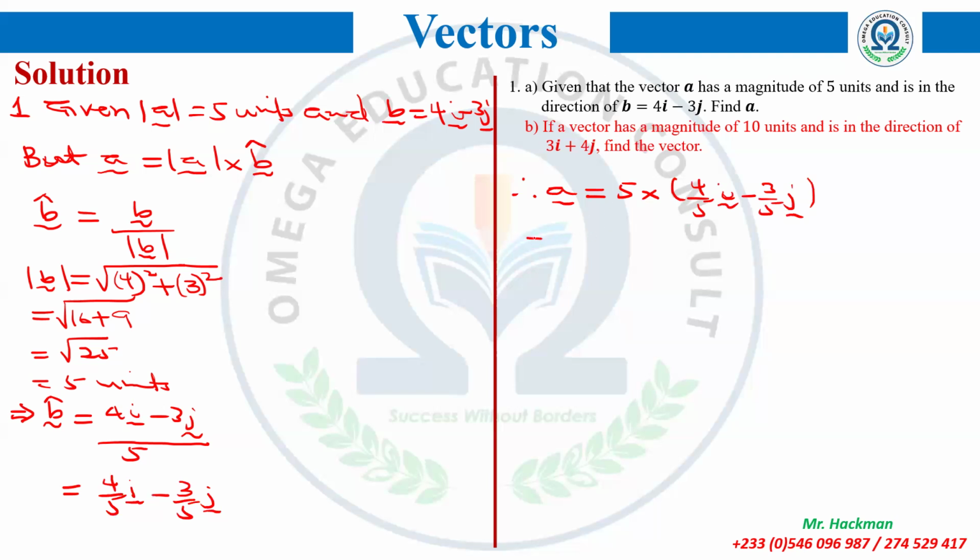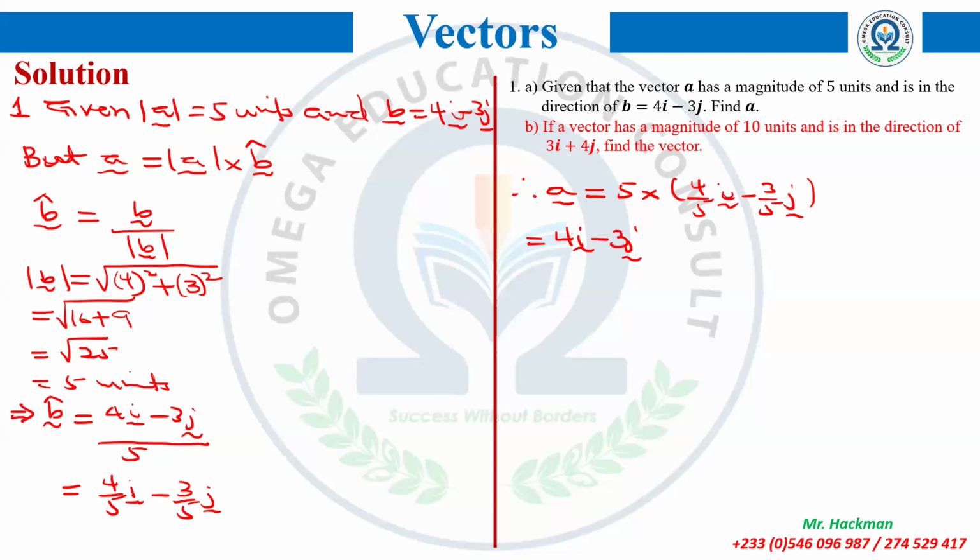So that gives us what? 5 will cancel this 5. So that will give us 4i. Then this 5 will also cancel. So we get minus 3j. Is my point well made? Hello, is my point well made? Yes, please. Okay, very good.